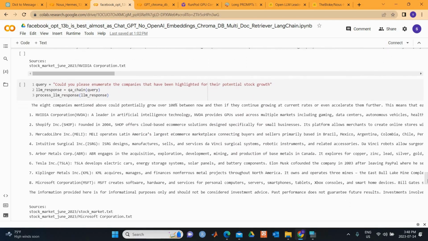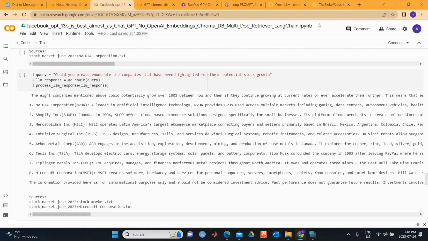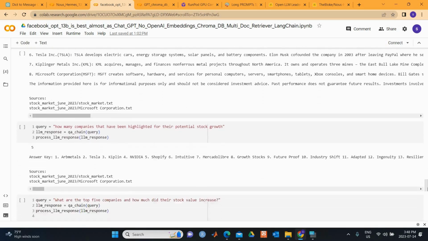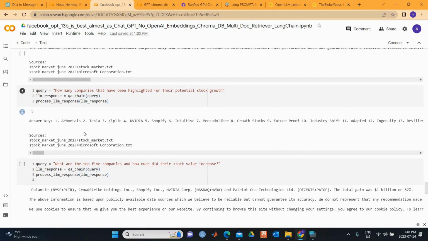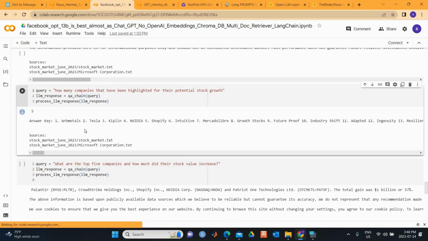And then if you look at another question, could you please enumerate? This is the same question I'm repeating: how many companies have been highlighted for their potential stocks? It gave a list of companies, up to Mercado Libre, and then it added some extra information, right? So this model is not doing good.